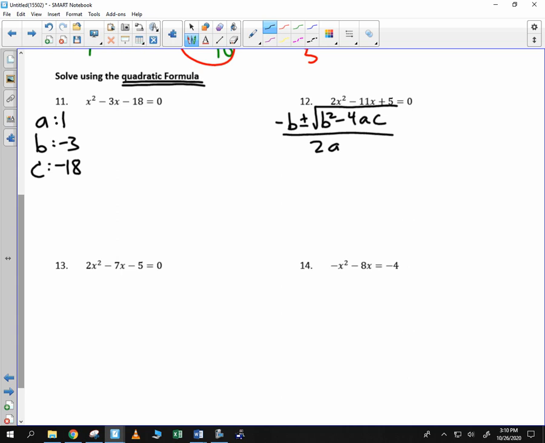So negative b would be positive 3 plus or minus the square root of b squared, which is 9, minus 4 times a, which is 1, and c, which is -18, all divided by 2 times a. 4 times -18 is -72. 9 minus -72 is positive 81. 3 plus or minus the square root of 81 over 2.